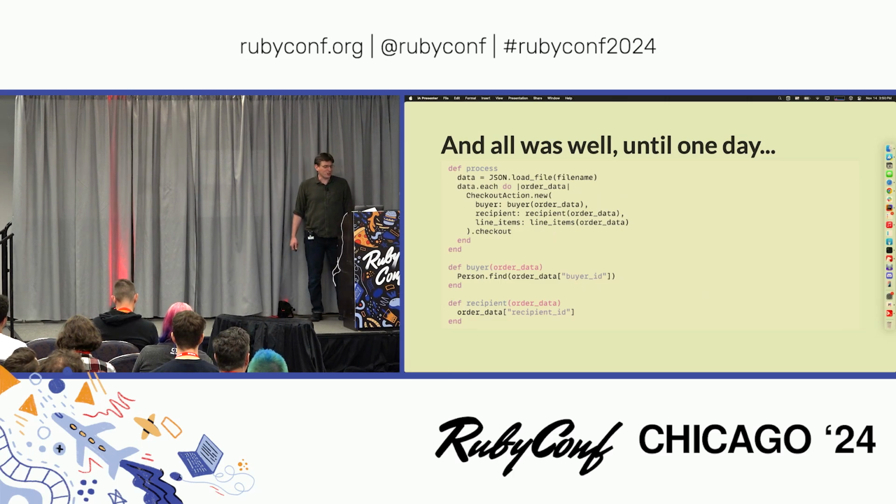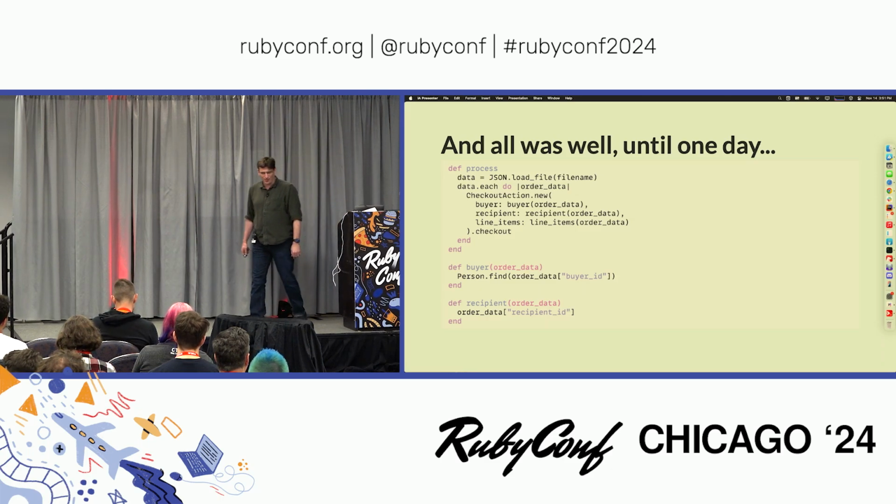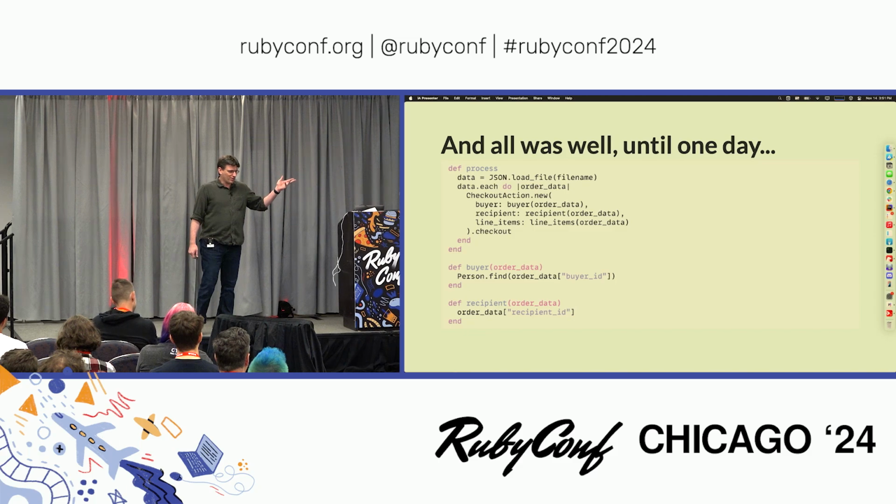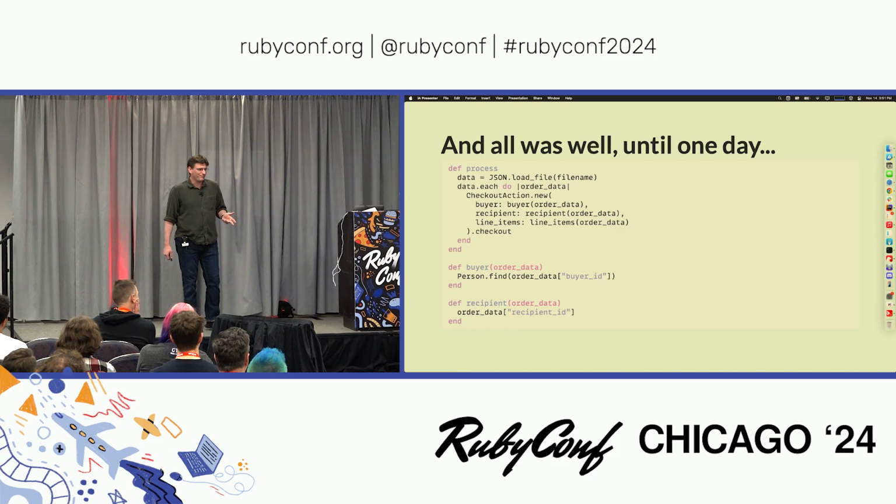This is the same process. It's calling the same checkout action. It's calling internal methods for buyer, recipient, and line items. And you can see the buyer and the recipient here, right here. So what's the problem with this? What's going to happen when this code runs? Look at what buyer is doing and what recipient is doing and the difference between what they're doing.